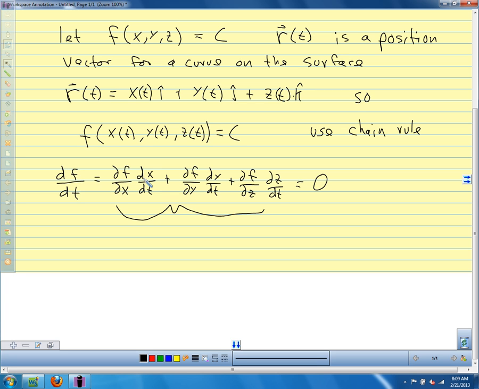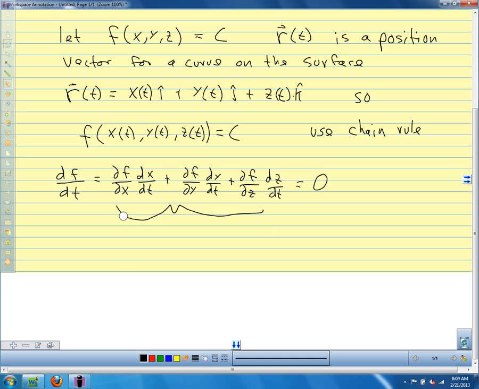Let's think a little more about what we've been talking about recently. So we have a partial of f with respect to x times a derivative of x, plus this quantity of y, derivative of y, plus a partial z, derivative of z. So what other quantity, what vector quantity does this look like? Anyone see it?